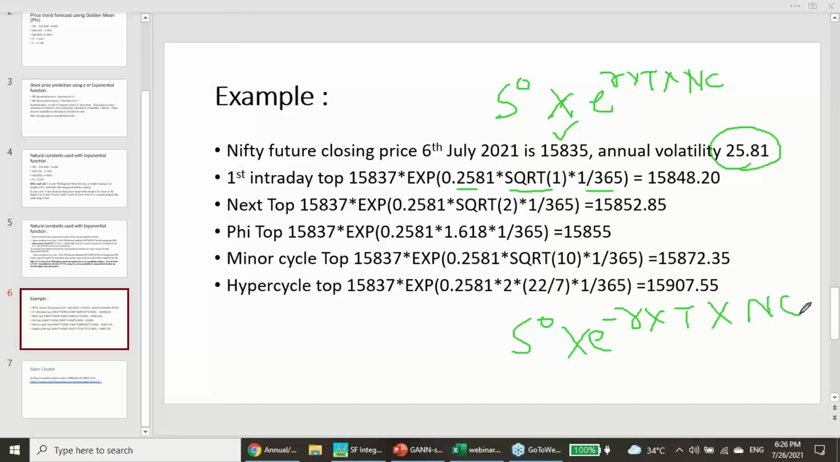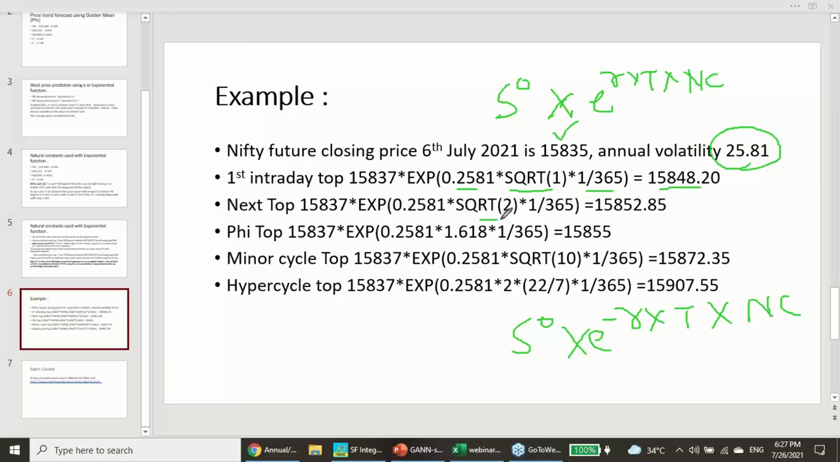What I'm doing is arranging these things in proper order. First, I'm not taking any natural constant, so natural constant is not present, only volatility, intraday, square root of 1. Square root of 1, which is intraday, we are going to multiply by 1 divided by 365, because I require t in terms of years. So if intraday, 1 day will be converted to 1 divided by 365 of a year. So I got the first top, or the first price.